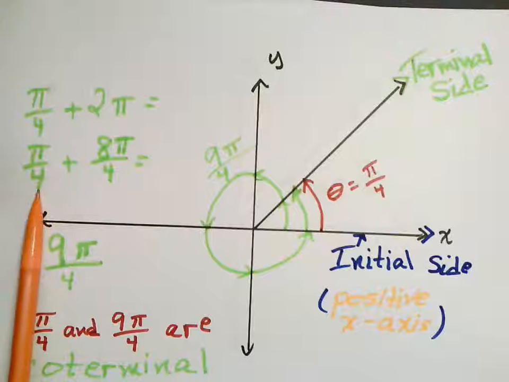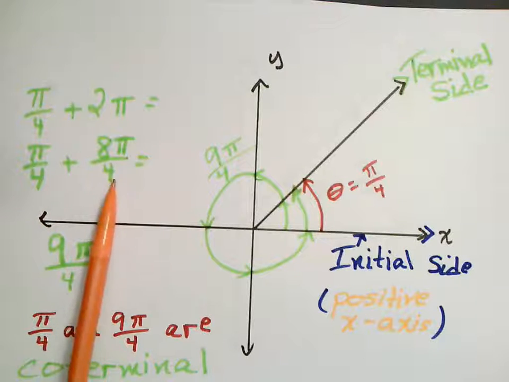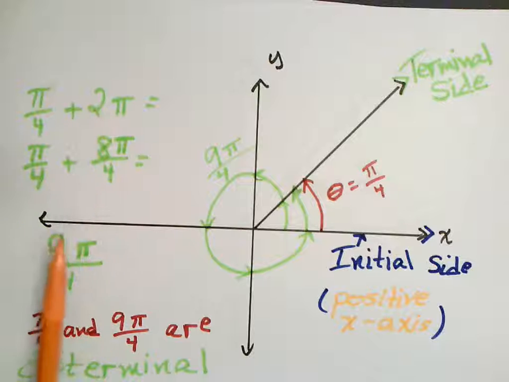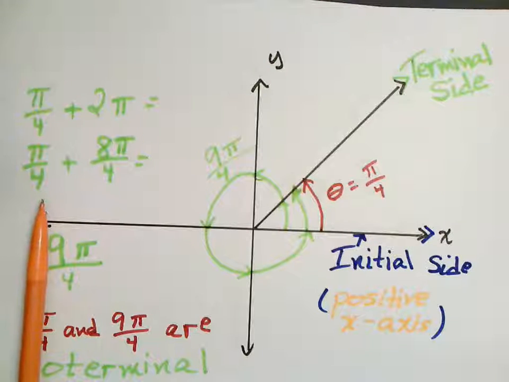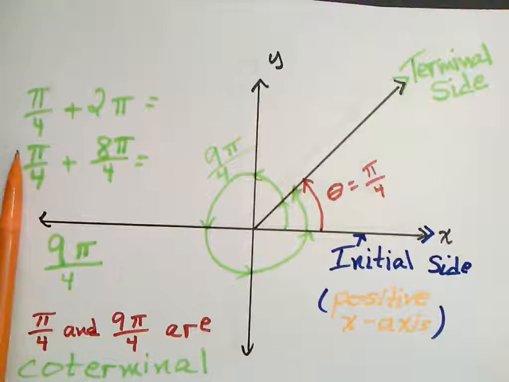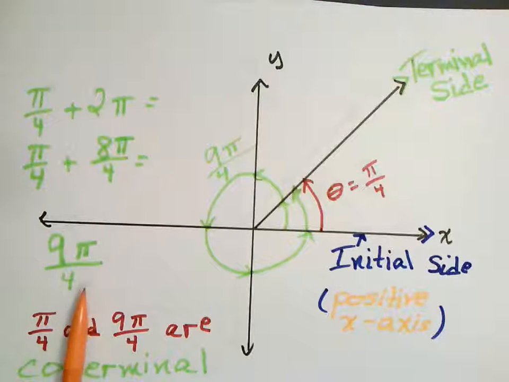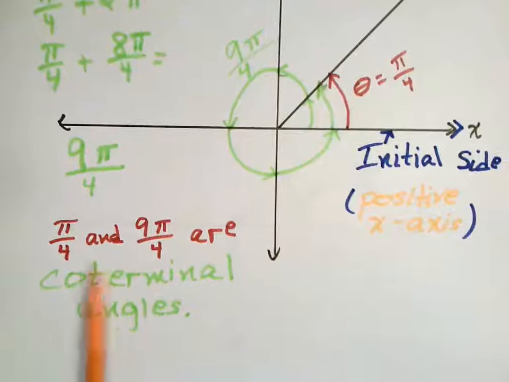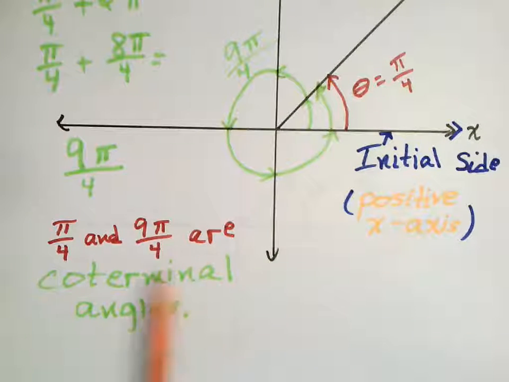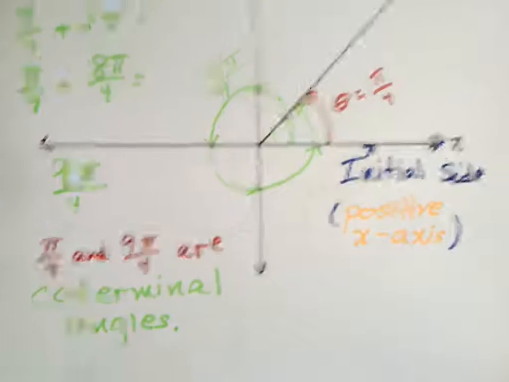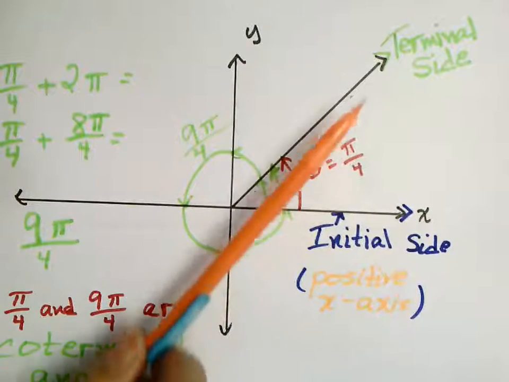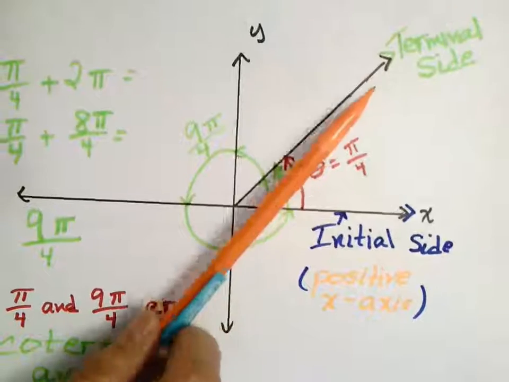So pi over 4 plus 8 pi over 4, because you know 4 going to 8, 2 times? So 8 pi over 4 is the same thing as 2 pi. You have to have like denominators to add the fractions. So it's 1 pi plus 8 pi will give us 9 pi over 4. Therefore, we can say that pi over 4 and 9 pi over 4 are coterminal angles. Why? Because they have the same initial side, which is a positive x-axis, and the same terminal side, which terminates in quadrant 1.